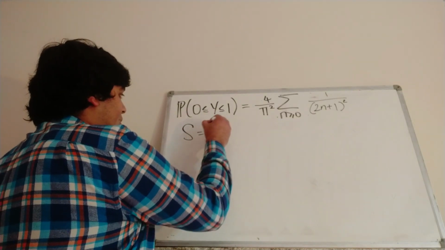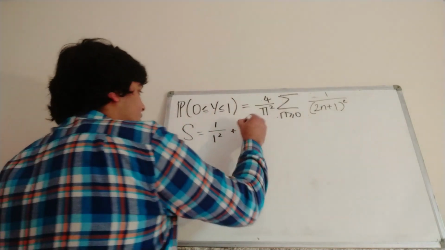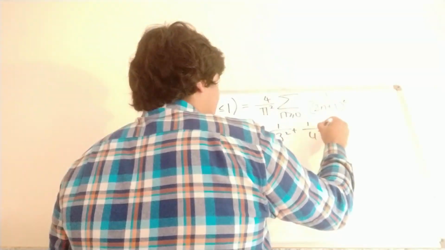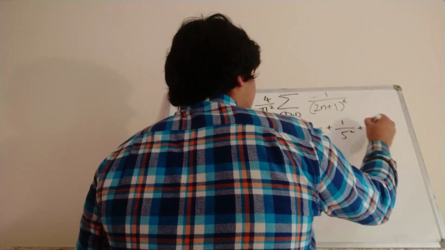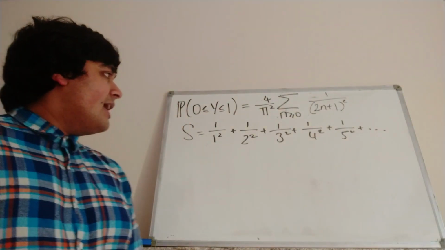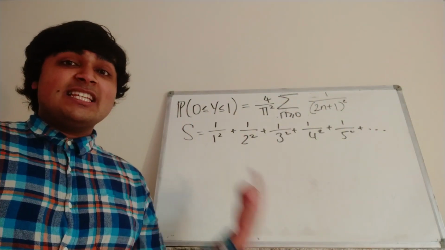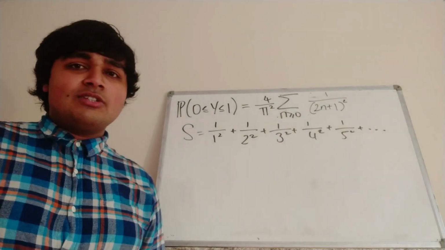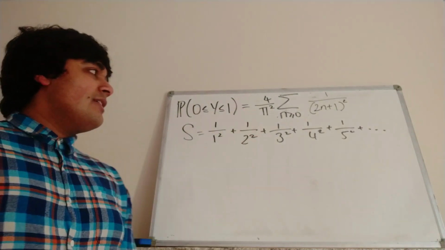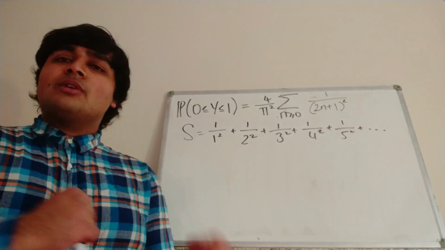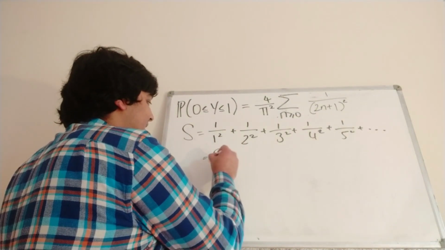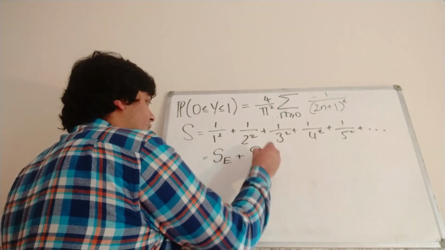So S, which is 1 over 1 squared plus 1 over 2 squared plus 1 over 3 squared plus 1 over 4 squared plus 1 over 5 squared and so on. Okay. Well, what I'm going to do is just split this into its odd terms and even terms. Because this thing converges, which we can check by the integral test, and they're all non-negative terms, so I can rearrange the terms and that's perfectly fine. So I'm going to write this thing here as SE plus SO.